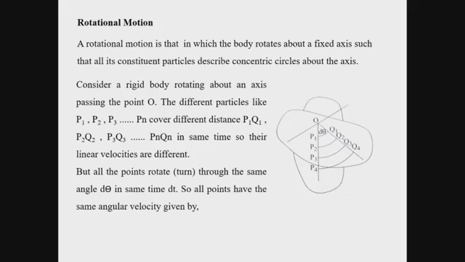But all the points rotate or turn through the same angle d theta in the same time dt. So the points have the same angular velocity, and it is given by omega is equal to d theta by dt.